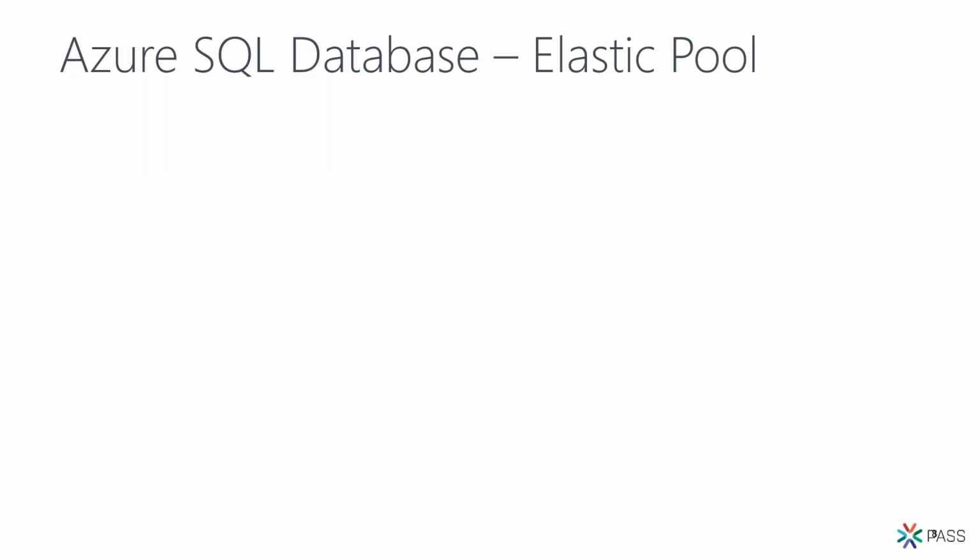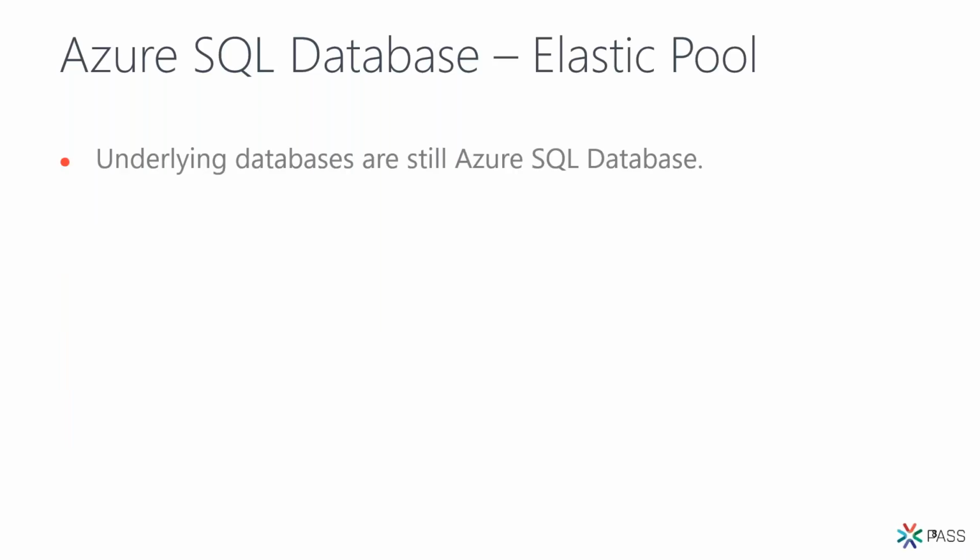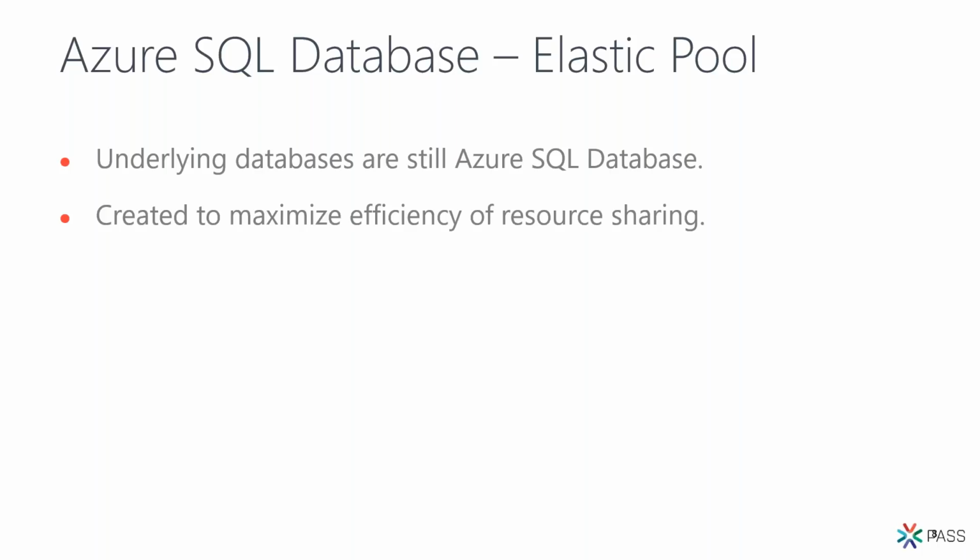So the second model about Azure SQL DB is when they introduced, like I said, the elastic pools, right? In the elastic pool model, the underlying databases are all still Azure SQL Database, so they all have the same characteristics that I just mentioned for the single model. The reason why they created Elastic Pool is that they wanted to maximize the efficiency of resource sharing. When you're creating an Azure SQL DB in the individual model, you're always reserving the same amount of resources.